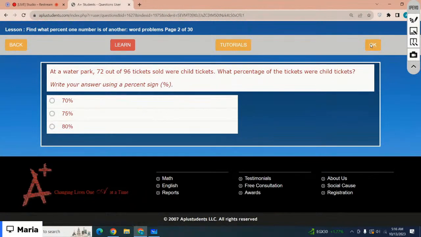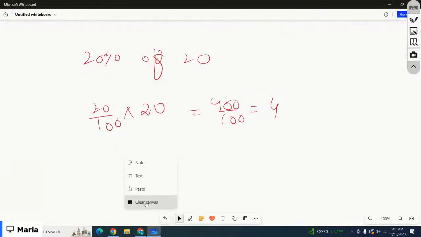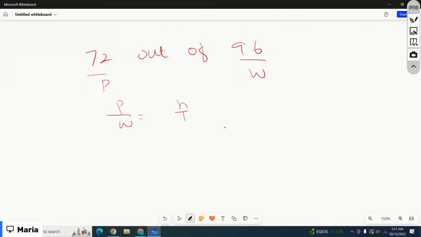At a water park, 72 out of 96 tickets sold were child tickets. What percentage of the tickets were child? Okay, 72 out of 96. So this is the whole and this is the part. You need to calculate what percent, right? So part divided by whole equals n over 100. Part is 72 over 96. N over 100. Just do cross multiplication. N equals 72 times 100 over 96.